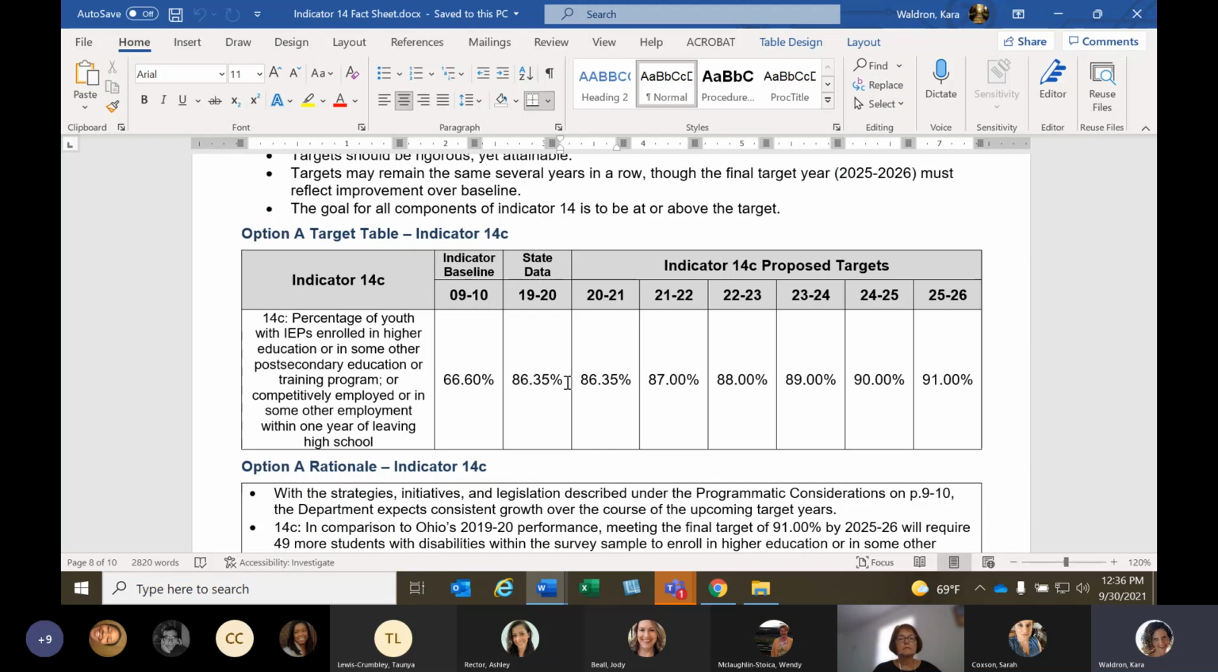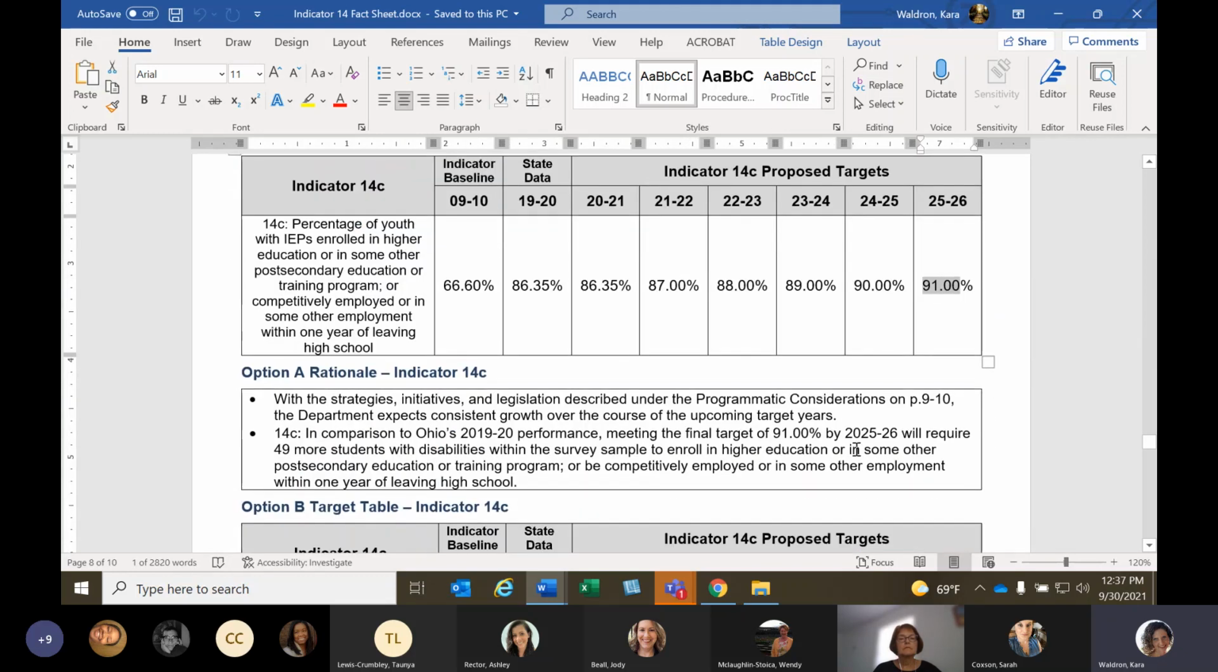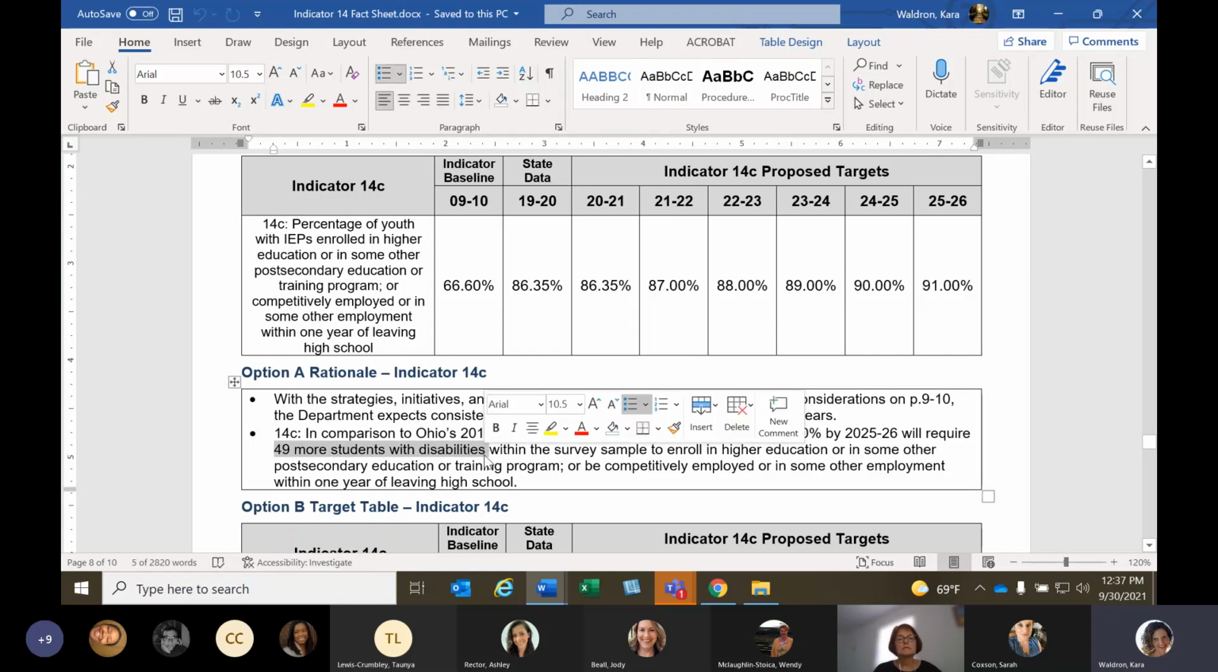So with that in mind, option A takes the 1 percentage point, right, per year growth approach, ending at a 91% in the final year, which, wow, to have targets that are at or above 90%, that is certainly new territory for us. And so getting there, right, getting to a 91% would require 49 more students to count in that most inclusive group, right, in 14C, with all of them included in that cumulative count.